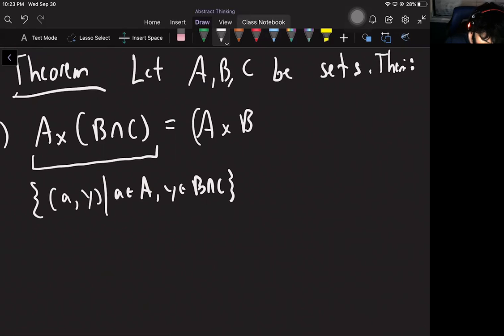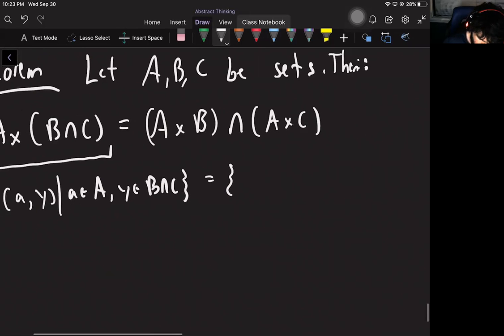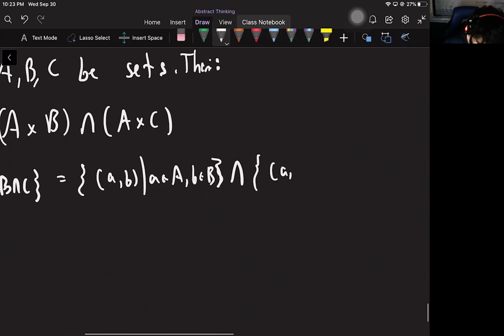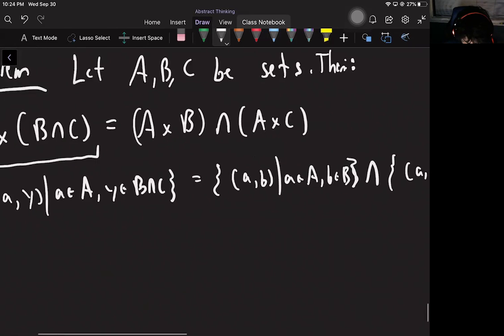And then what does it equal? Well, actually, it distributes nicely. So it becomes A cross B intersect A cross C. So what we're saying is that this set equals (a, b), where a is in A and b is in B, intersected with this other set, (a, c), where a is in A and c is in C. So apparently these two sets are equal.